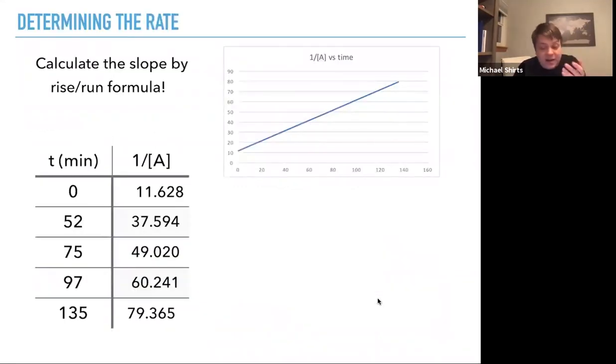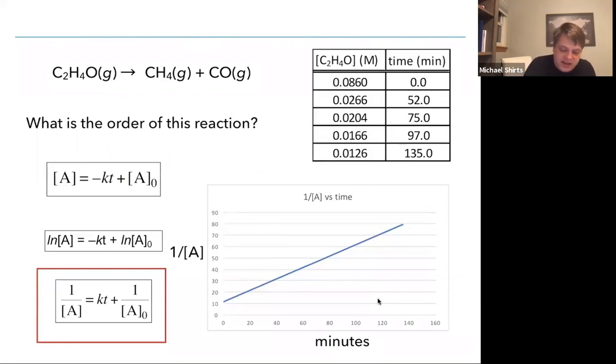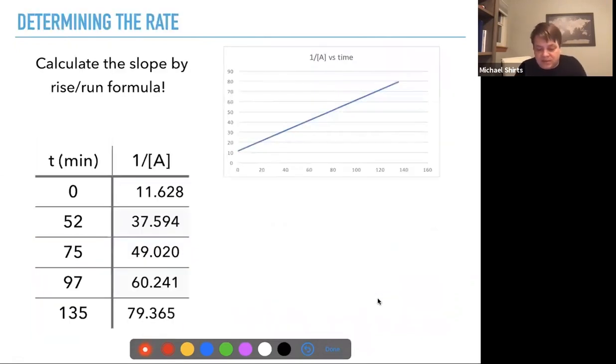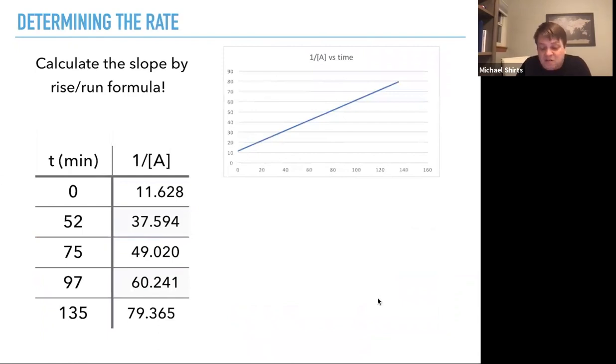So how do we determine the rate? Well, let me go back for a second. If we're plotting a straight line, then we know that the slope is equal to K. So we can just read off what the slope of the line was, and we can, for example, calculate the slope with a rise versus run. The slope is just the rise over the run.